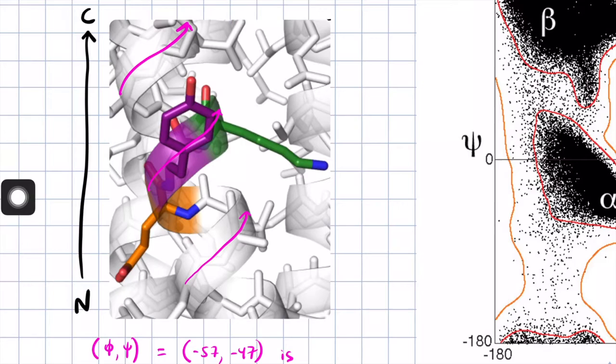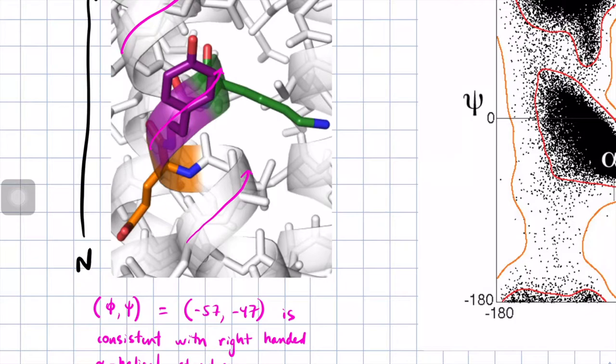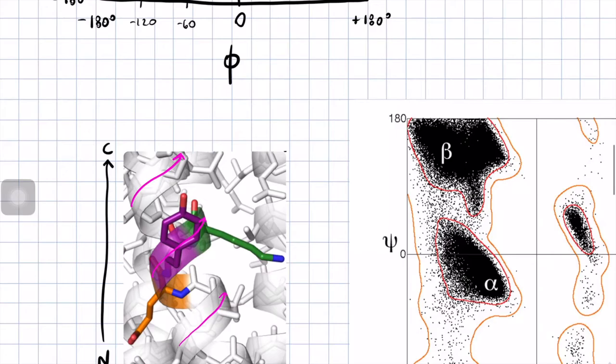So when you orient the helix in this direction from N to C, and you point your thumb towards the C terminus, you'll see that the fingers of your right hand will wrap around the helix in the direction of the helical twist. And we call this a right-handed alpha helix. And so having phi-psi angles in this range of minus 57 and minus 47 is consistent with right-handed alpha helical structure. And of course, there are many other kinds of protein structures present in biological molecules.